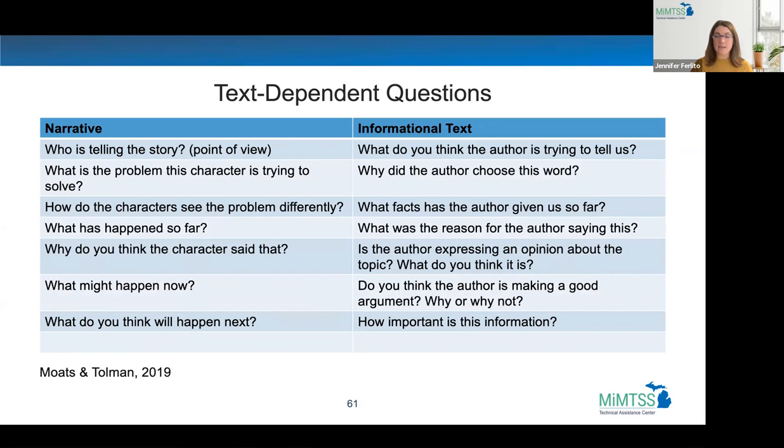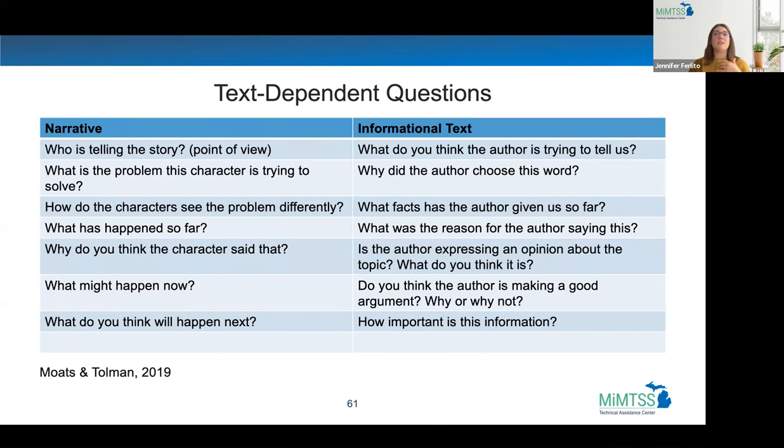So if we make this shift from WH questions to text-dependent questions, it allows students to achieve a deep understanding of text rather than answering questions about personal experiences or opinions. So we want to ask questions that allow students to make connections between who is doing what and why they are doing it. Think about traditional WH questions, how they could be a little bit ambiguous. They assume a little bit of lived experience and exposure.